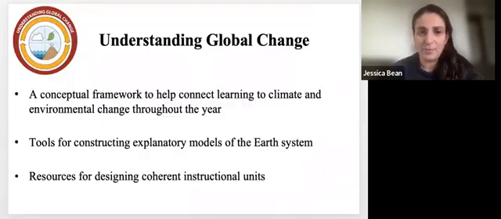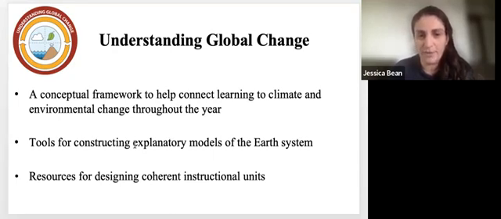To do that, there are three primary components to the Understanding Global Change project that have been developed over a number of years. The first, which I will share in this talk, is a conceptual framework to help you organize and connect climate and environmental change concepts throughout the year. This can be used as a planning tool, but also something that is student facing. Then tools for helping students construct explanatory models about Earth systems, so they can make their thinking visible about what they're learning. And finally, resources for designing coherent units.